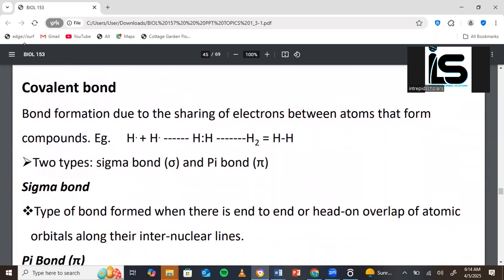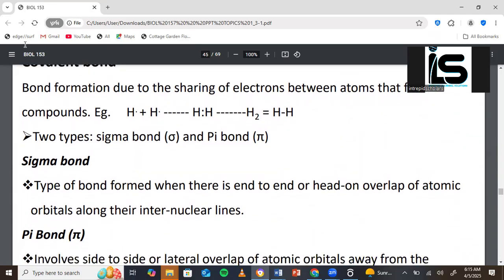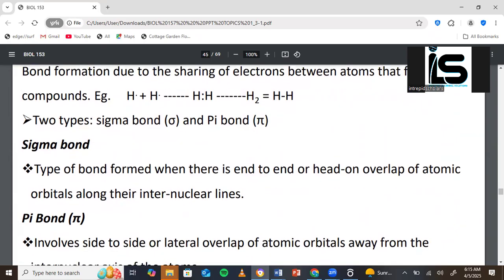Covalent bond. I've already explained covalent bond. What I didn't explain was the two types of bond that can form. Now the two types will be the sigma bond and then the pi bond. The sigma bond. Now sigma bond is formed by a head-on overlap. A head-on overlap. So it can be between two p orbitals, between a p orbital and another p orbital, right? Like this head-on overlap.